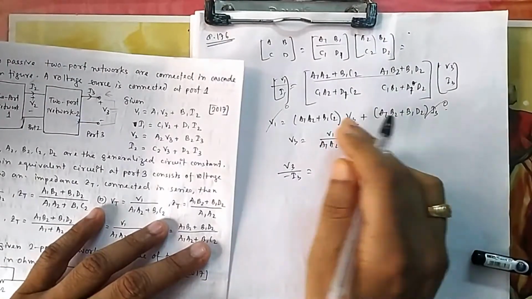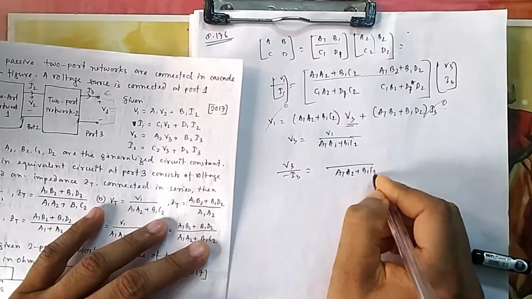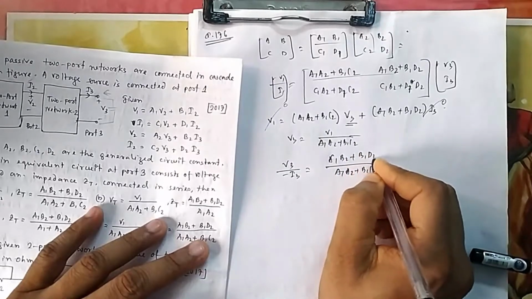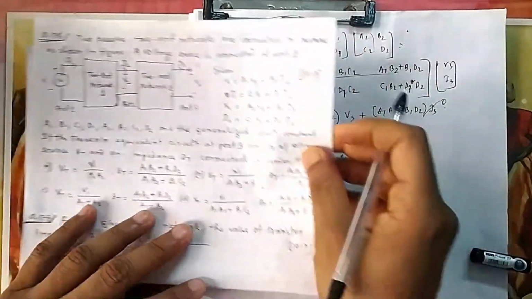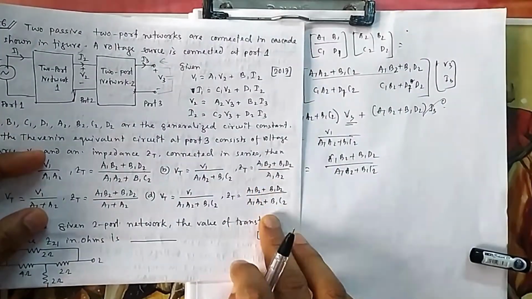So if you do this, I think you can easily see what the answer will be: A1 A2 plus B1 C2 in the denominator, and in the numerator A1 B2 plus B1 D2. It comes from the first equation itself. So which one will be your option out of these two? A1 B2 plus B1 D2 over A1 A2 plus B1 C2. So obviously D is the answer.